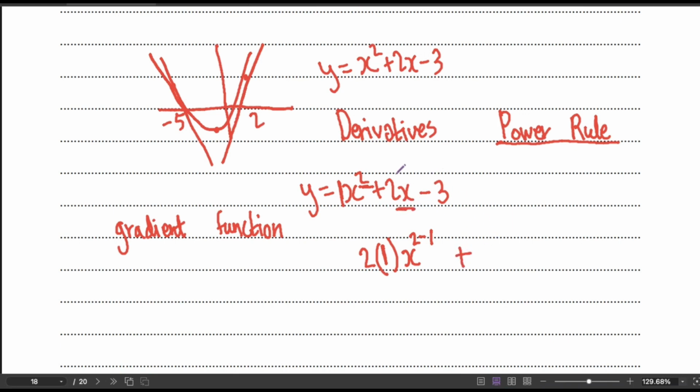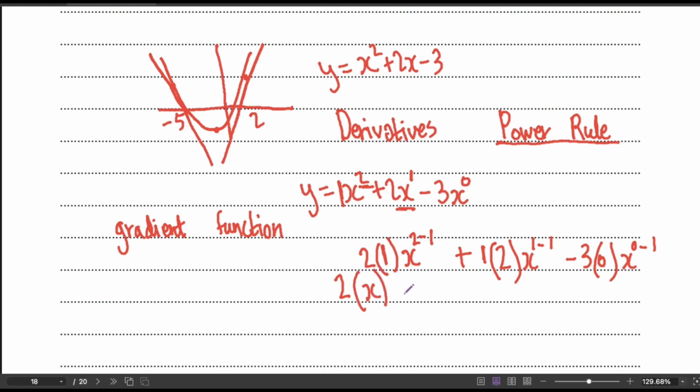Then you do the same thing for the second term. The power on x here is just 1. So you have 1 times the coefficient of 2x, which is just 2, and then x to the power 1 minus 1 again. Minus 3 times, okay, so this is nothing here, which is the same as x to the power 0. That's what the power is. So you can do 3 times 0, x to the power 0 minus 1. Of course, this is going to cancel out. So we'll have 2 times 1 is 2, times x to the power 2 minus 1, which is just 1.